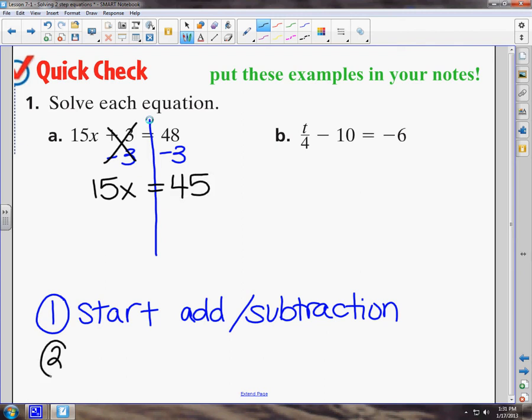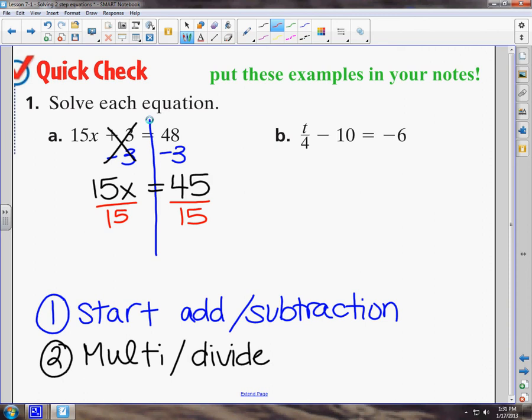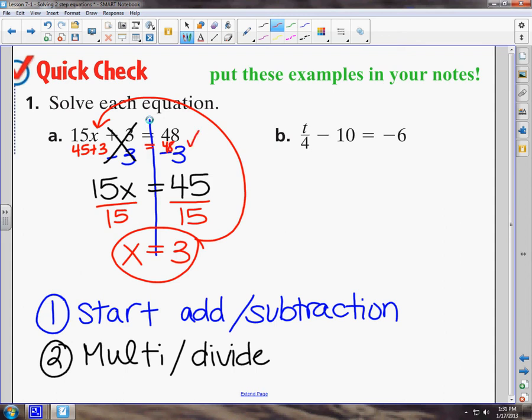Then my second step is to multiply or divide on both sides. With this one, that's 15 times x, so I am going to divide both sides by 15. Then I see that x equals 3. Now, the cool thing is I can take 3 and plug it back into this equation. 15 times 3 is 45, plus 3 equals 48. So I know that answer is correct. You can always check your work. That's a really nice thing.